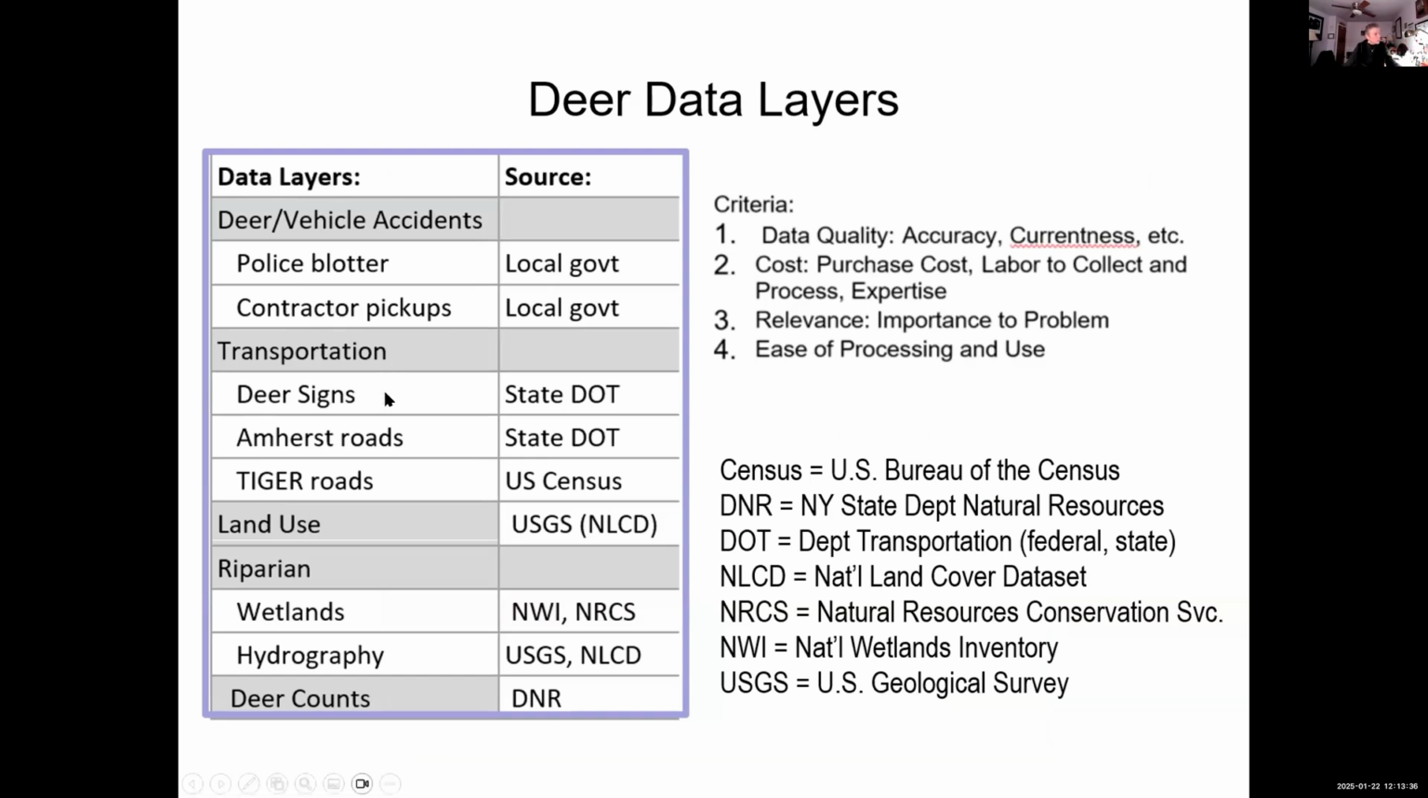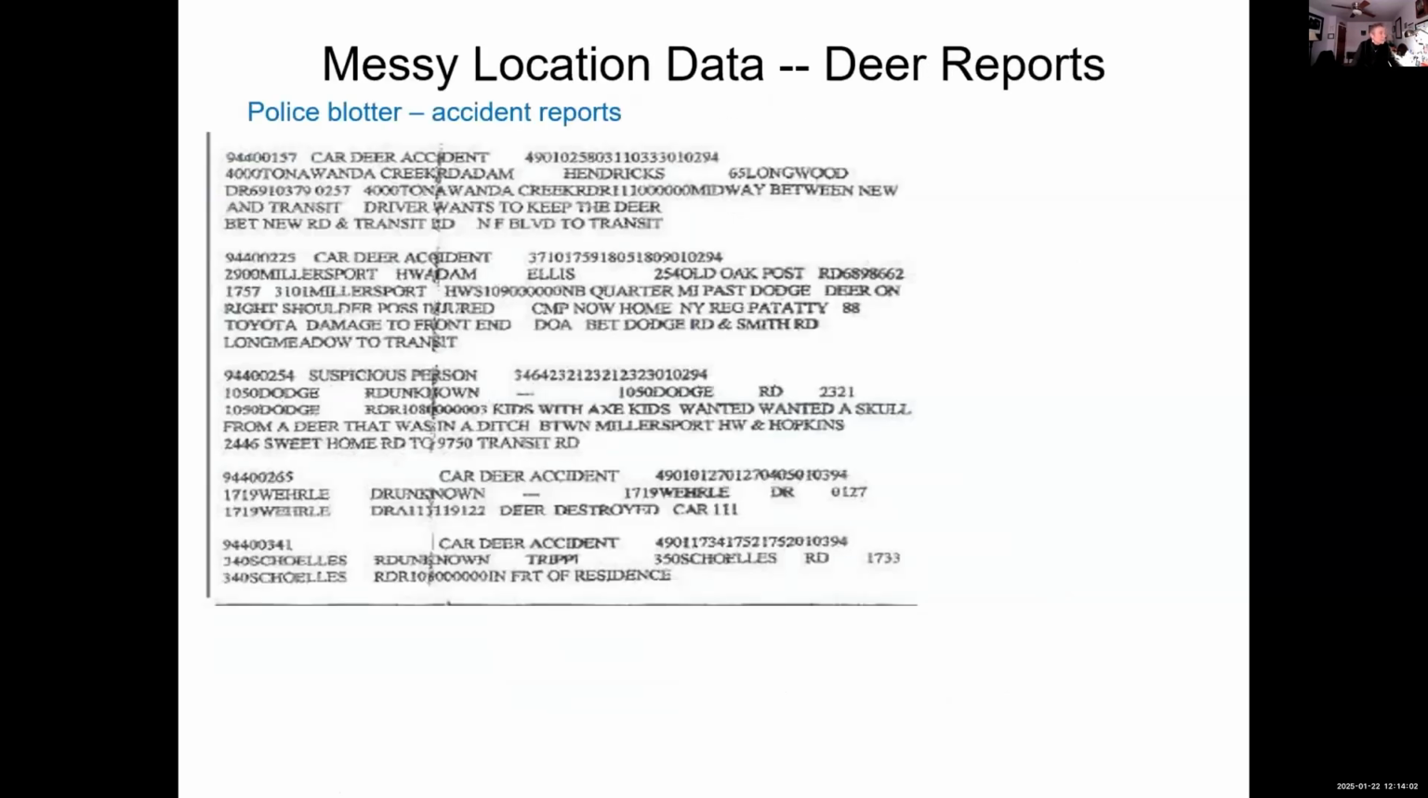But everything else is public domain from the State Department of Transportation, the federal U.S. Census. We also got land use from USGS, riparian data for wetlands and hydrography, and then the state DNR counts. So initially, this was an exercise to teach students how to download data on the internet, but also it was an immersion in data reliability. Let me show you some of these data uncertainties that we had to deal with.